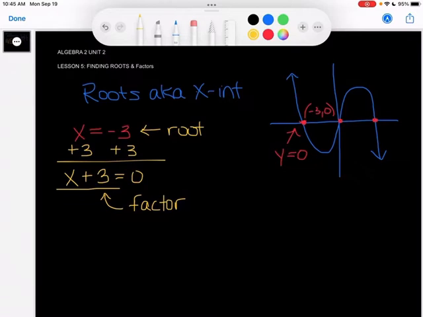So that's when you see roots and factors, or it says write it in factored form, they want you to find the roots and then get it equal to 0 to have it in factored form. All right, so how do we find these things? How do we figure out where it crosses the x-axis?